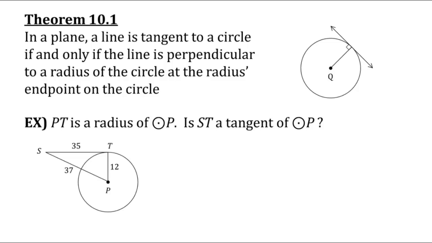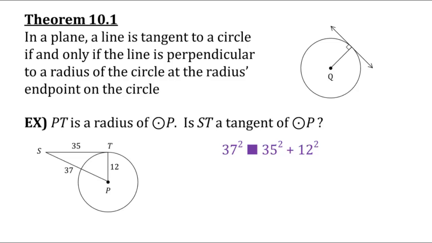So like this example, PT is a radius of circle P. Is ST a tangent of P? Well, to figure that out, we would have to know that angle T is a right angle. And if we remember way back from last semester, we could use the Pythagorean theorem to figure out if the triangle was right or not. So we would set it up, c squared, and then we leave a blank, and then a squared plus b squared, because we don't know if c squared is going to be bigger or smaller or equal. If it's bigger, it's obtuse. If it's smaller, it's acute. If it's equal, then it's right.